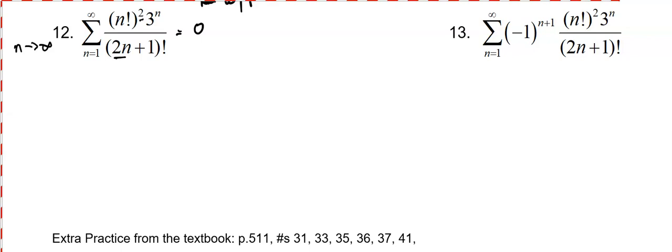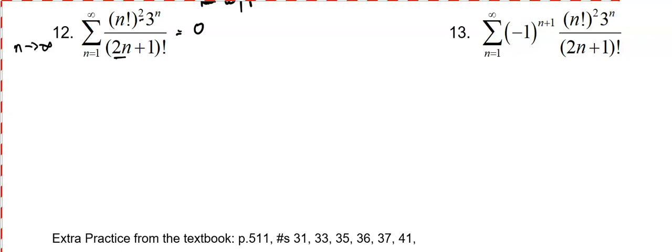Whenever you have factorials, you're almost always going to be doing the ratio test. If it passes the nth term test, there's not a lot of other ways. It's not going to be geometric. It's not a p-series. All of our other options don't really work so well. So almost always going to be a ratio test.